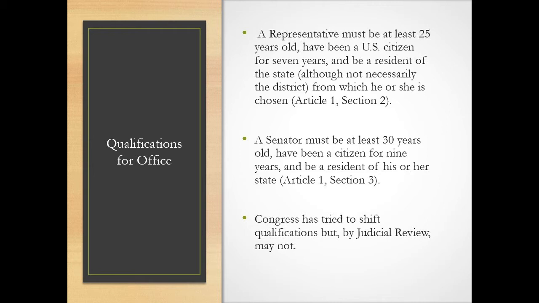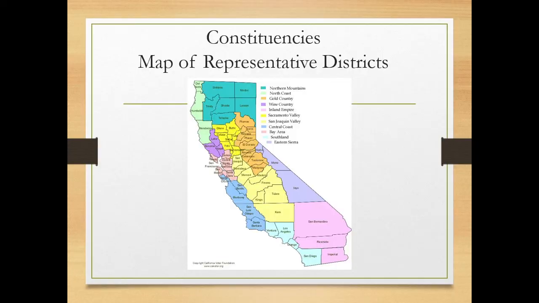The Senate is elected by the state legislatures. The representatives are elected by the people. The president is elected by the Electoral College. The justices are appointed by the president and confirmed by the Senate. So that balance within the three branches is trying to be struck. Constituencies. Constituency is a $10 word that means your constituents, right? Or those people who elected you into office and who you serve.